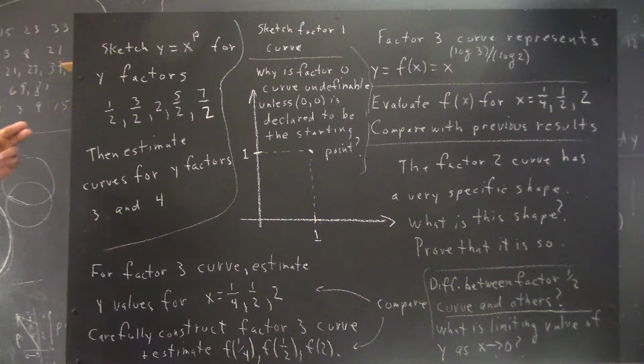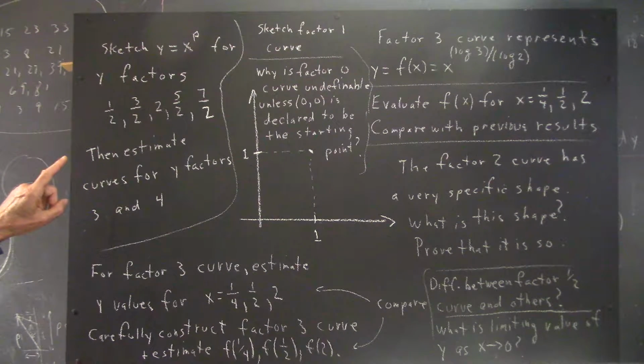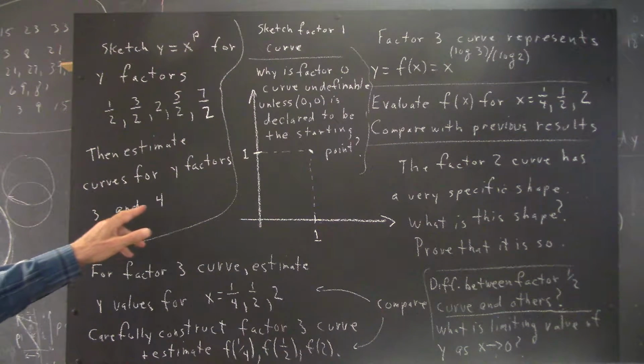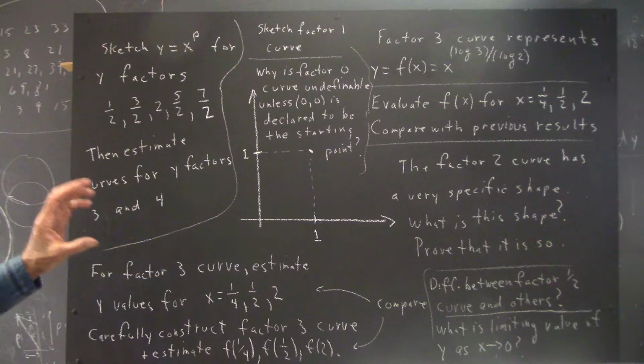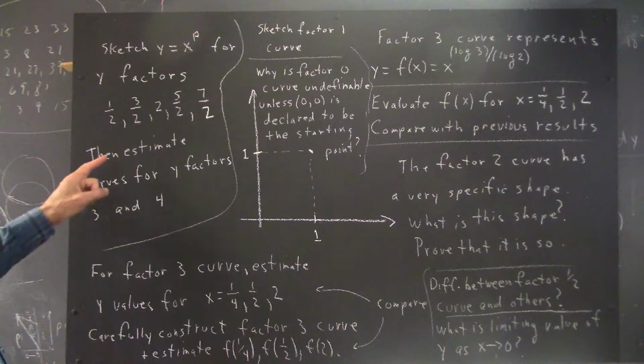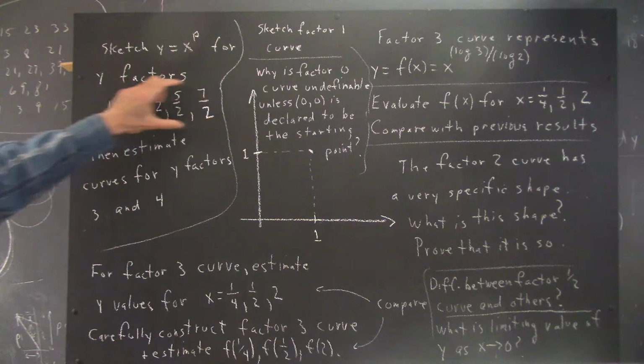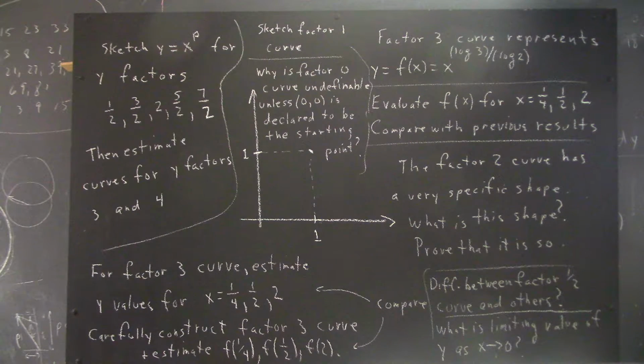And then I want you to estimate the curves for y factors 3 and 4. Okay? Y factor 3 and y factor 4. I don't want you to construct those. I want you to estimate them based on the picture you have that shows these 5 curves. That should be fairly straightforward, but I'm going to let you think about exactly how you might approach that. Might be obvious, you might have to think about it for a couple of minutes.